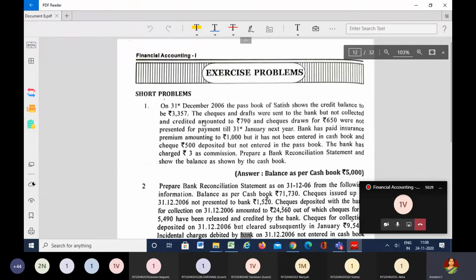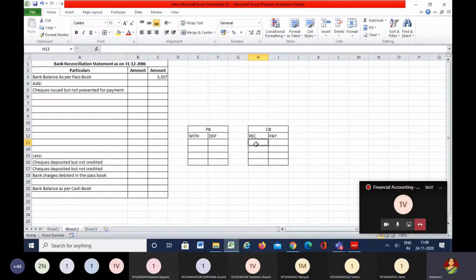What is the meaning of it now? Checks and drafts were sent over, so the amount in the cash book is more. In the cash book, 790 we have already recorded because it has been deposited with the bank. So because of which, what is going to happen? The cash book is more and the passbook is less. You are going as per the passbook. So to find out the cash book, what is going to happen here? Because the cash book is more, we need to add.